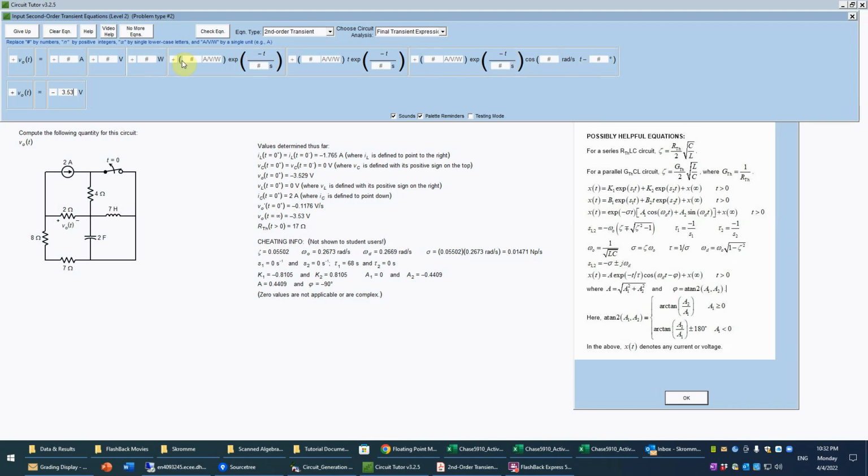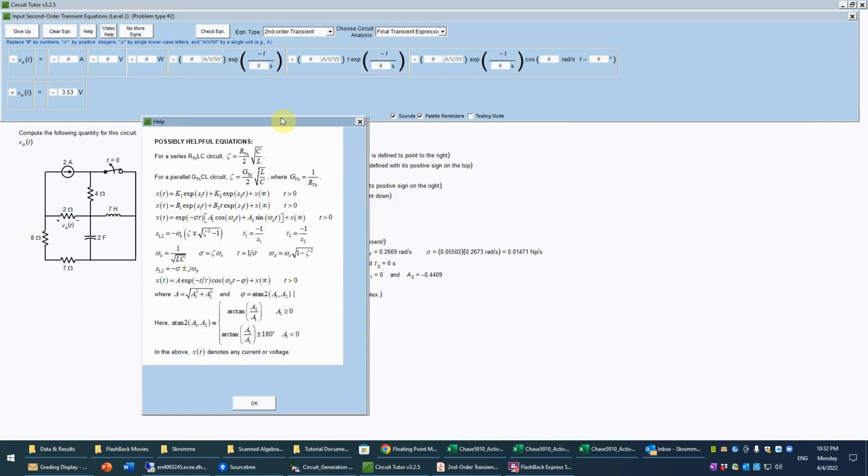So how do we know which of those we need? Well, we have to determine the type of damping. And that means we need to evaluate zeta using the formula indicated here. So this is a parallel LC circuit, and here it's called G Thevenin, C, L. And here's the value of zeta.